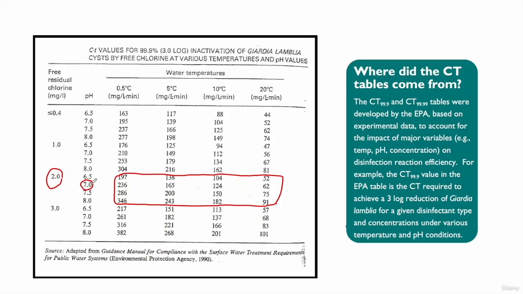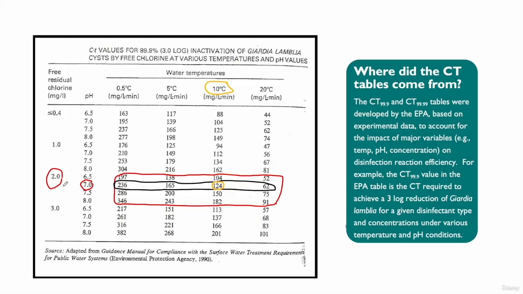So now I am more and more limiting the CT values. So these will be restricted now to this row. And finally, I need to know my water's temperature. Let's say that the water's temperature is 10 degrees, then my CT value will be 124. So this is how I use this table to find the CT value.